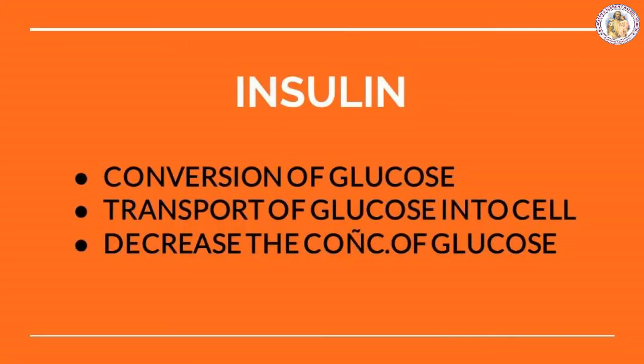Insulin. The beta cell secretes the hormone called insulin. Insulin helps the conversion of glucose into glycogen, which is stored in the liver and skeletal muscles. It promotes the transport of glucose into the cell, which decreases the concentration of glucose in blood. So, insulin is used to decrease the concentration of glucose in blood. If insulin is lacking, what will happen? The concentration of glucose in the blood increases, which leads to diabetes.